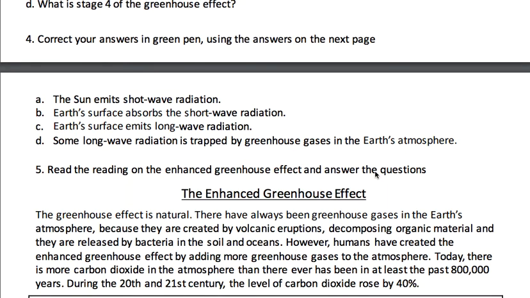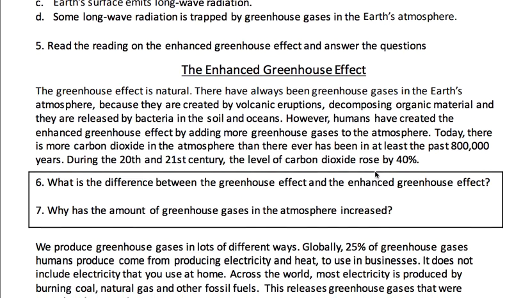Pause me while you make any corrections in green pen. Off you go. Okay, stage 5 then. Now we're going to start the reading on the enhanced greenhouse effect and answer the questions. We'll read through the first paragraph, we'll summarise it together, and then you can answer questions 6 and 7.